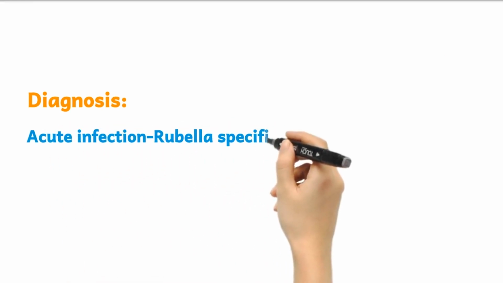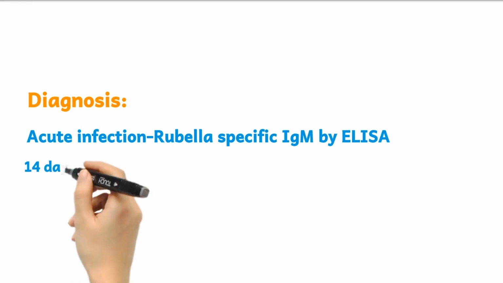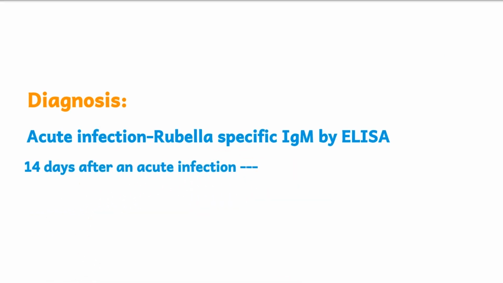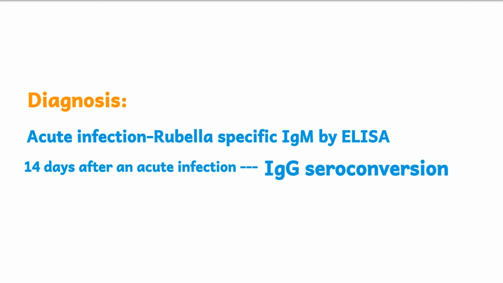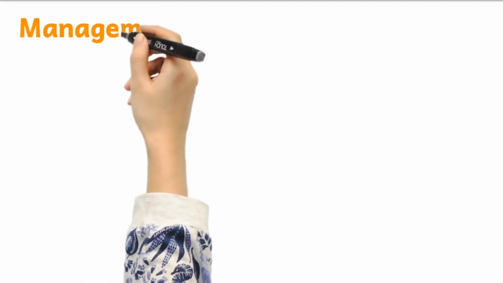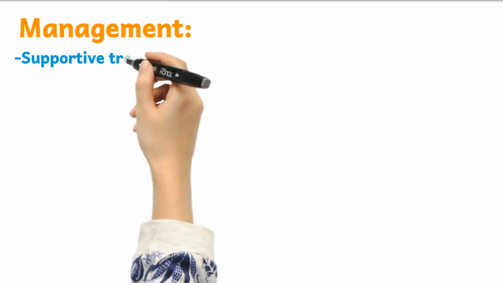For the diagnosis of the disease, a rubella blood test is done. It detects antibodies that are made by the immune system to help kill the rubella virus. For the early diagnosis of infection, a rubella-specific IgM by ELISA is done, while after 14 days of an acute infection, IgG seroconversion is performed. The management of rubella is supportive.